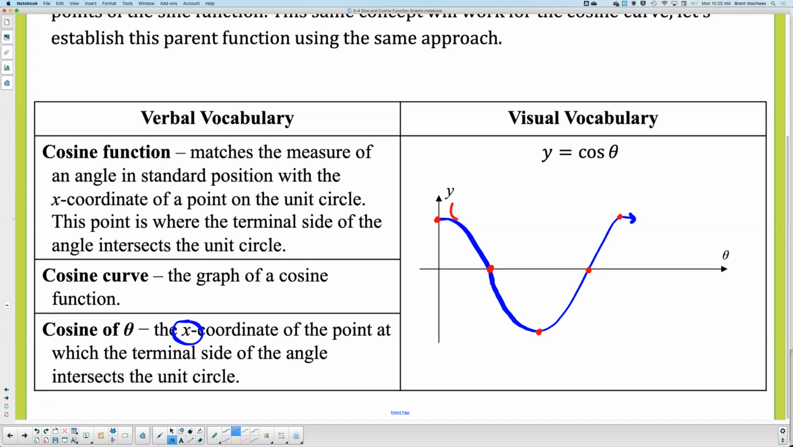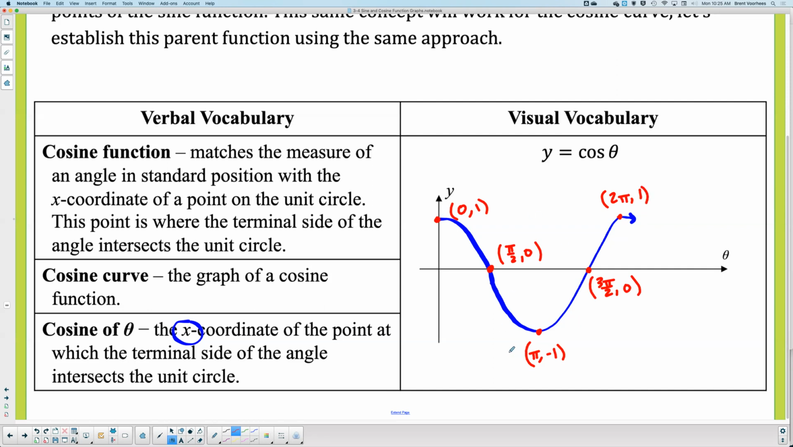So here's your points. This is not 0, 0. This is now 0, 1. This will be pi over 2, 0. This will be pi, -1. This will be 3 pi over 2, 0. And finally, 2 pi, 1. That would be one period.